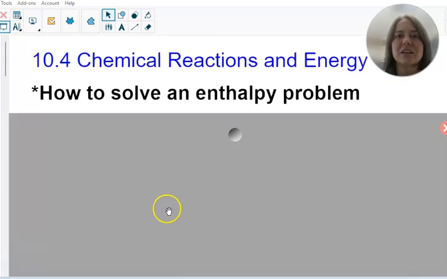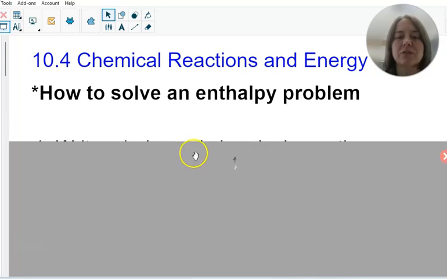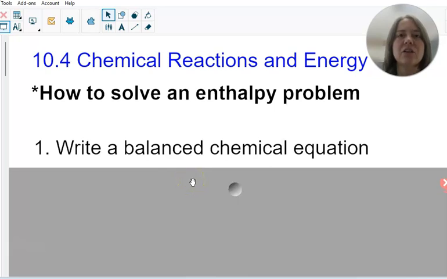Okay, so let's move towards that example I promised you. How to solve an enthalpy problem. So please write these down. First thing you need is a balanced chemical equation. It needs to be balanced, otherwise you'll get the wrong answer if you don't start with a balanced chemical equation.